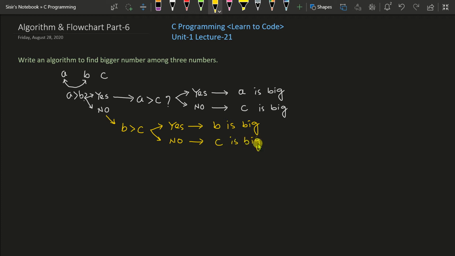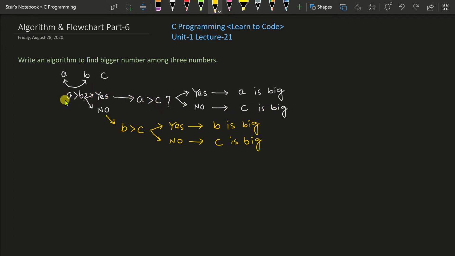Okay. I hope you understand the logic. The logic is something like this. We are given three numbers. First of all, we will compare A with B. If A is greater than B, then we have to check whether A is greater than C or not. If A is greater than C, then A is big. If A is not greater than C, then since A is already greater than B, C is big. A is greater than B, but A is not greater than C, that means C is big.